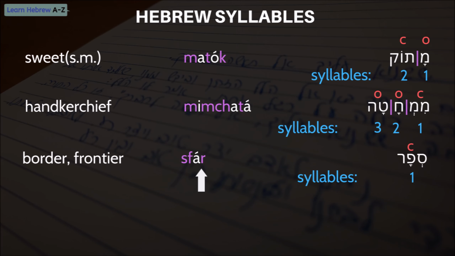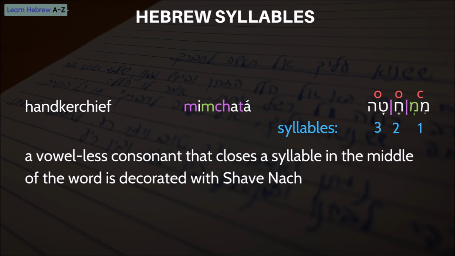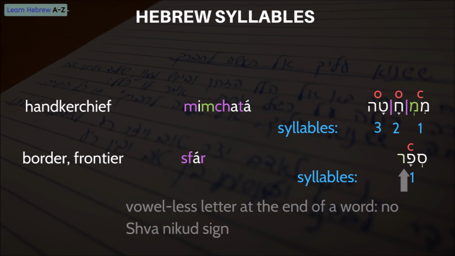A short aside. I want to zoom in on the first syllable. Notice the vowelless consonant mem that closes the first syllable. In Hebrew, a vowelless consonant that closes a syllable in the middle of the word is decorated with shva nach. If a vowelless consonant appears at the end of the word, usually it will not be decorated with shva like in the word sfar.